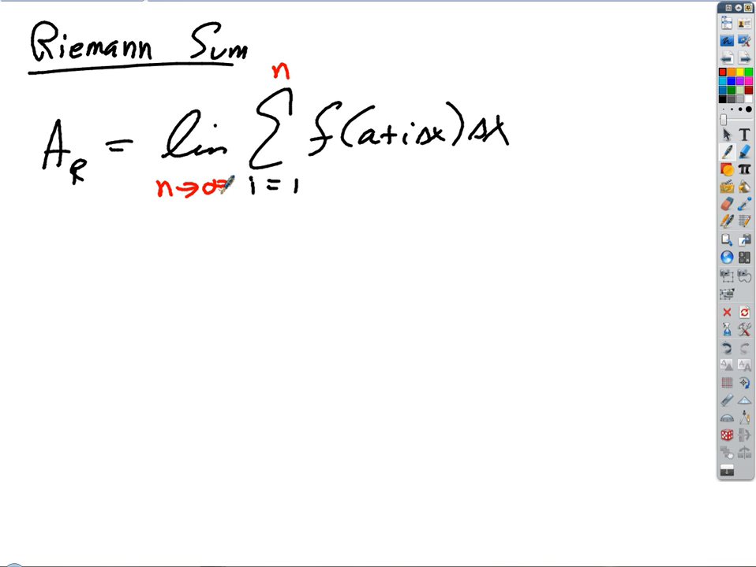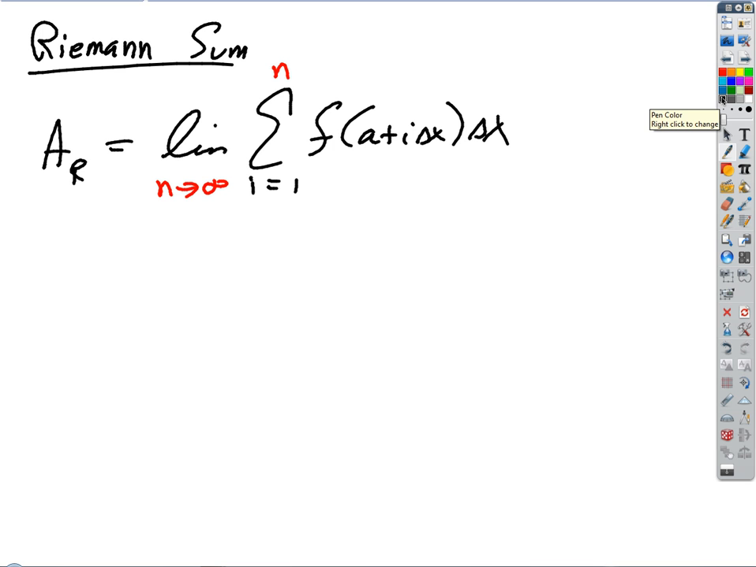Isn't that amazing? That's just totally amazing to me. I've done this for years and years, and it still amazes me that we can do that. It seems like it shouldn't be fair that you could get something exact like that from a discrete process like this, but we can do it.